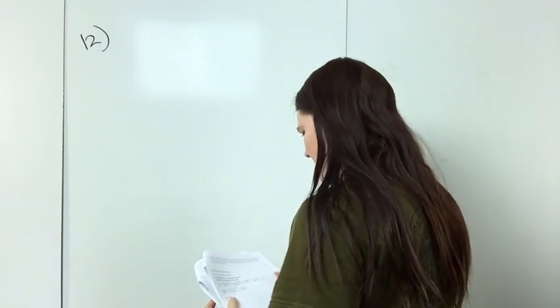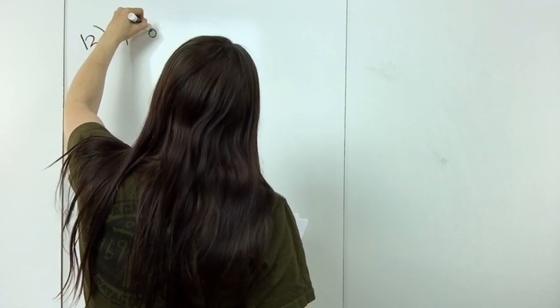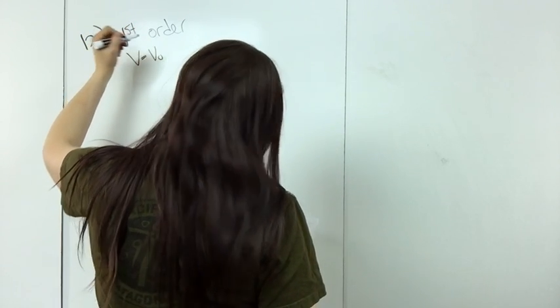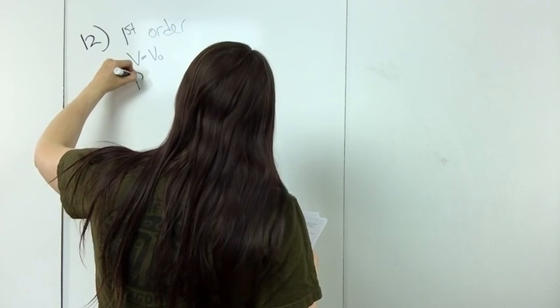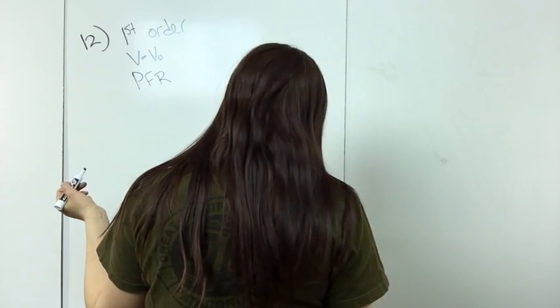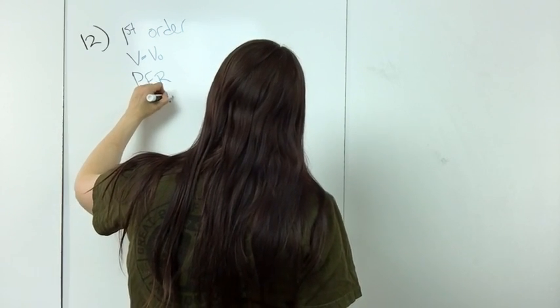It says you have a first order reaction with no volume change. So first order, V is equal to V naught. It's a PFR. And you have 20% conversion, so X is equal to 0.2.